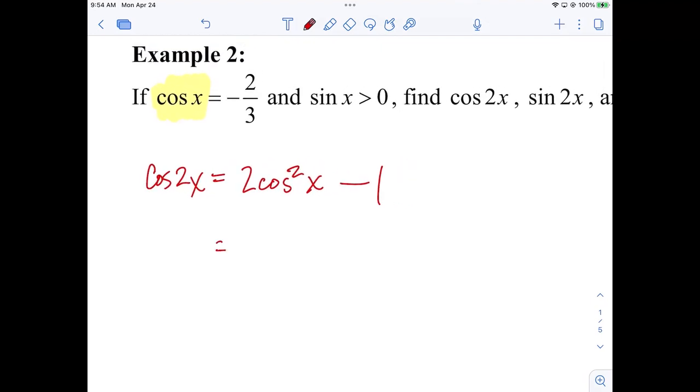Now I can work straight down and plug in. This becomes 2 cosine squared minus 1. And what am I plugging in for cosine? I'm plugging in a negative 2/3.